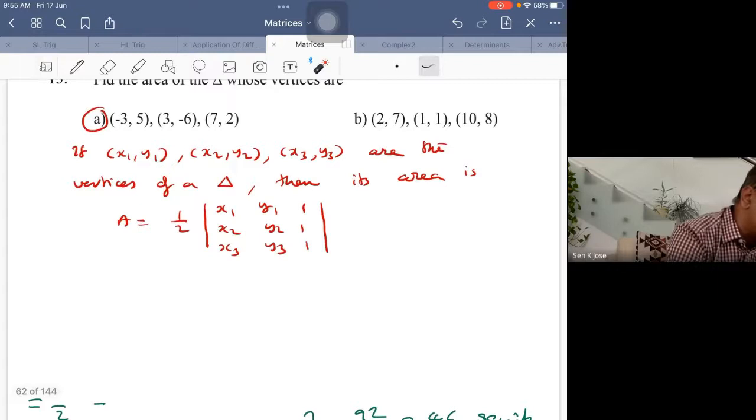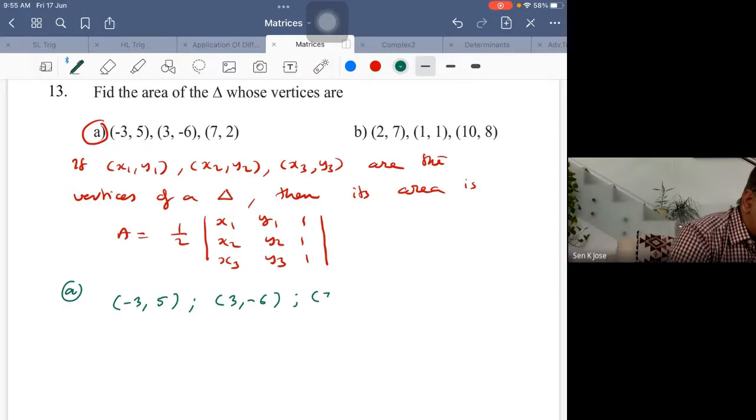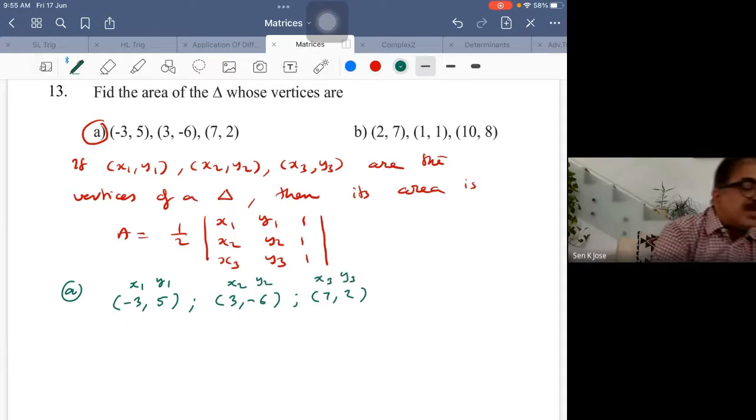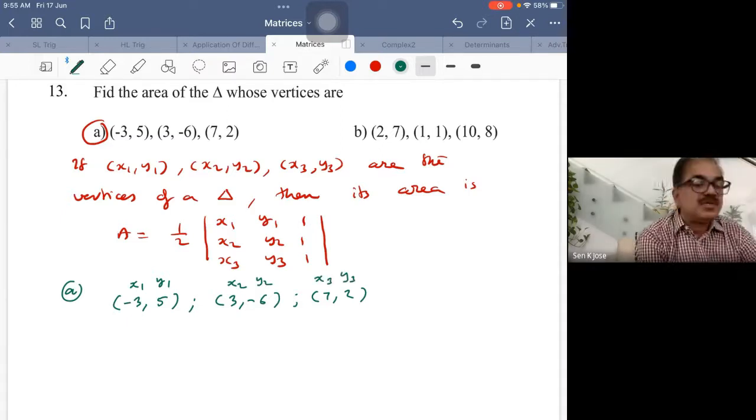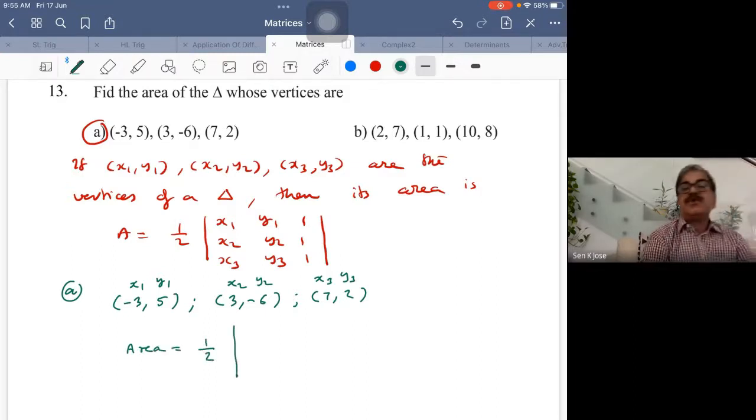So let's do a question on it. We are going to do question number A from there. Copy down the formula first and then we do question A. Question A, the three vertices I will copy: minus 3, 5, 3 minus 6, and 7, 2. And I call it as x1, y1, x2, y2, and x3, y3. And then we have the area formula. Area of the triangle is equal to half determinant.